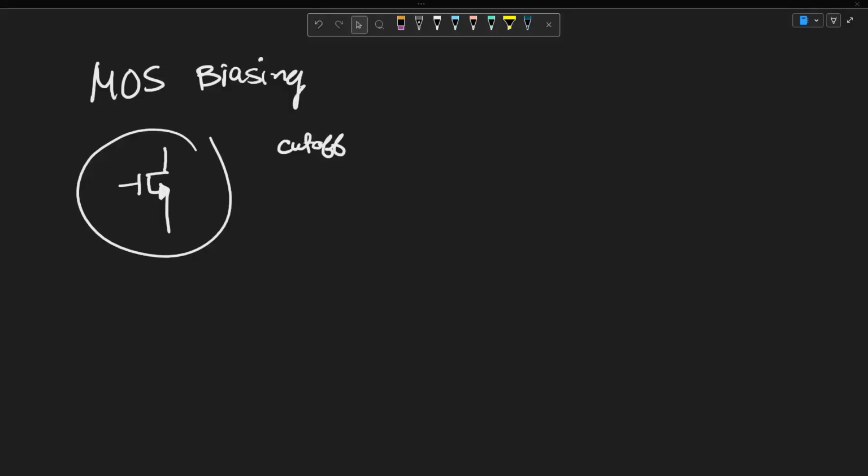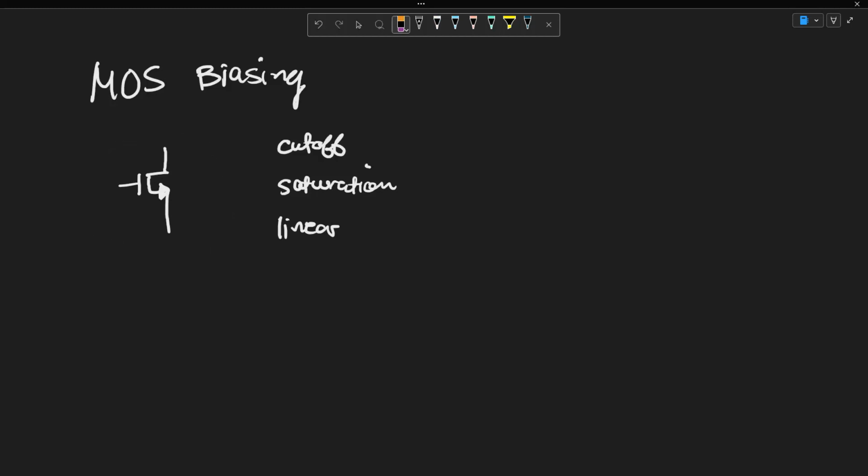Cutoff, saturation, and linear mode, right? And the conditions that set these things for a MOS are a little more complicated than they are for the BJT, no?